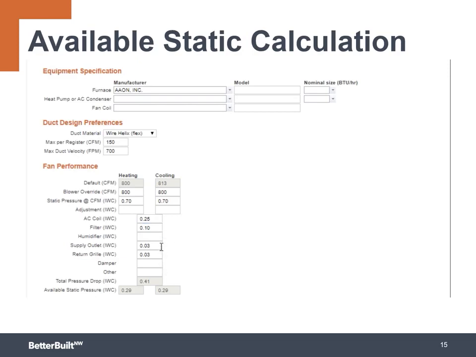We have to account for both the supply outlet and the return grill, and those are typically around 0.03. It tells us our total pressure drop. It takes the total pressure drop, subtracts all the adjustments that we made, and we have available static pressure of 0.29. This is the amount of pressure that you have to actually move the air down the ductwork.